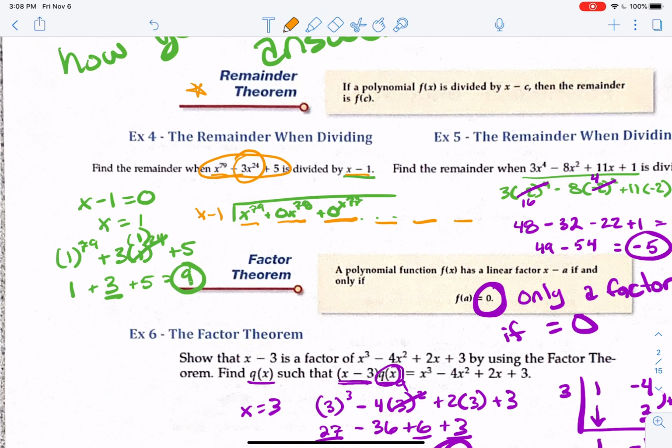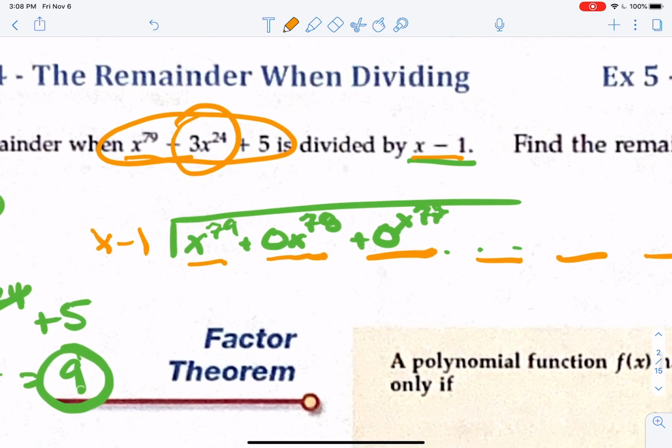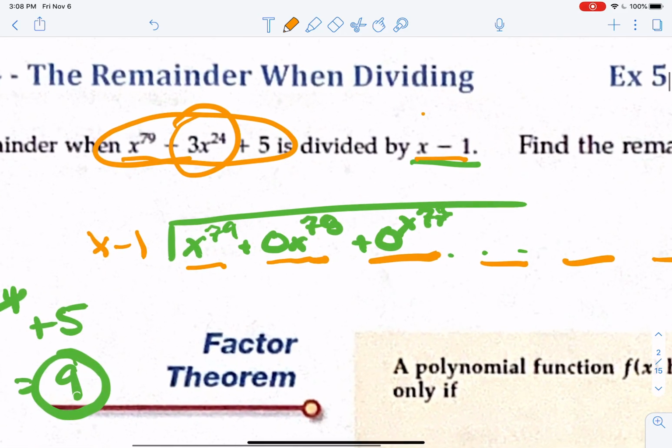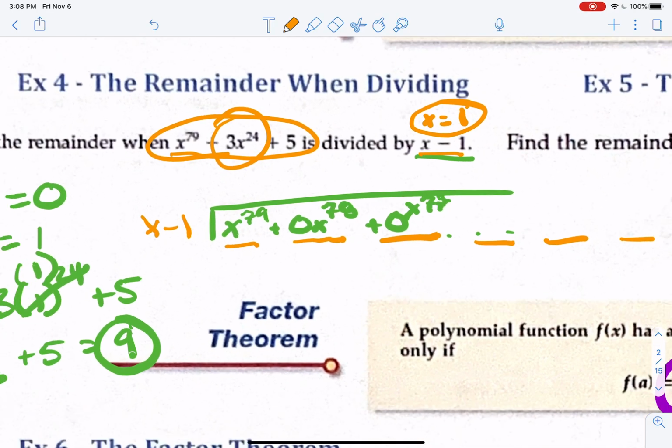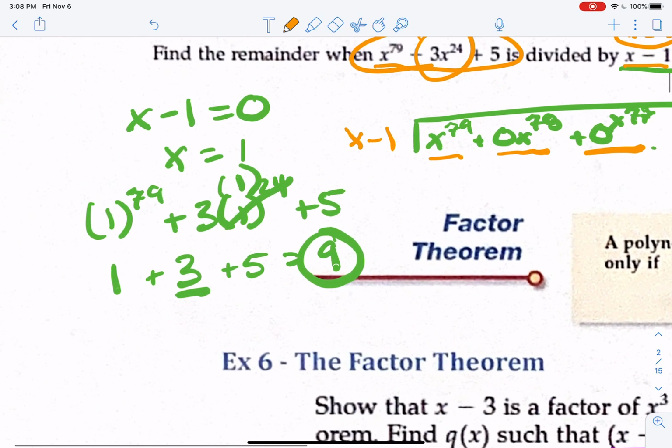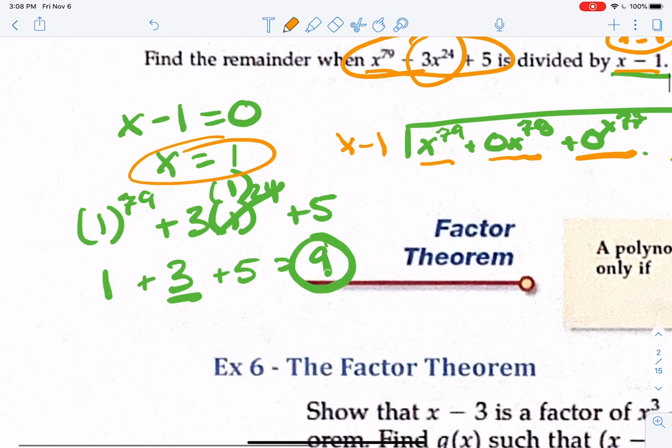Really ugly. But what they have found is that if I am dividing by x minus 1, what I can do, kind of like when I set up synthetic division, is set that equal to 0 and x would be equal to 1. Then I can plug 1 in for x into this function, and whatever it comes out to be will give me what the remainder will be, okay? So I plugged 1 in there, and I got 1 to the 79th power plus 3 times 1 to the 24th power plus 5.